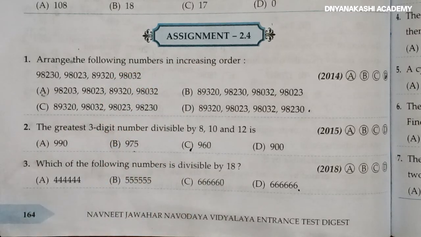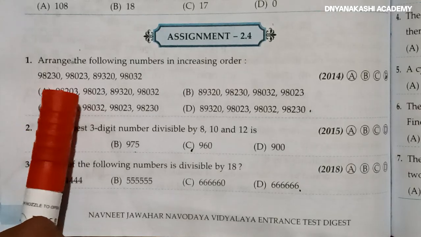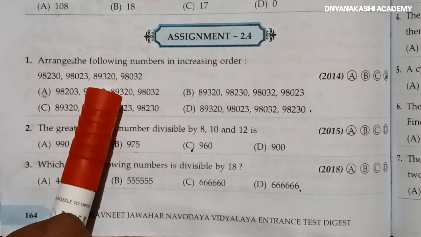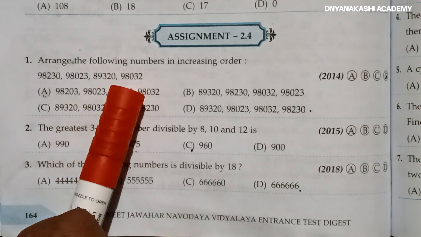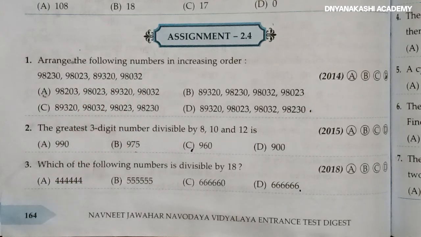The given numbers are like this: 98,230 and 98,023, and the next one is 89,320, the next one 98,032. Write the given numbers in increasing order, or ascending order. Increasing order and ascending order are the same. In increasing order, you write starting from the small number to the large number.